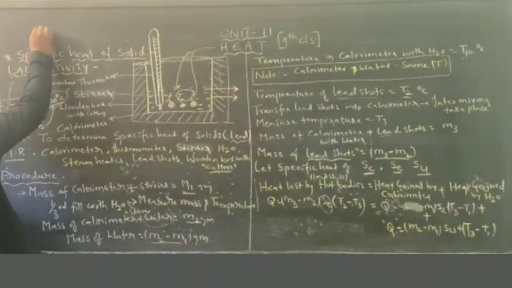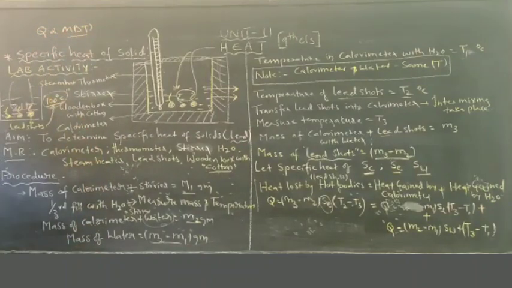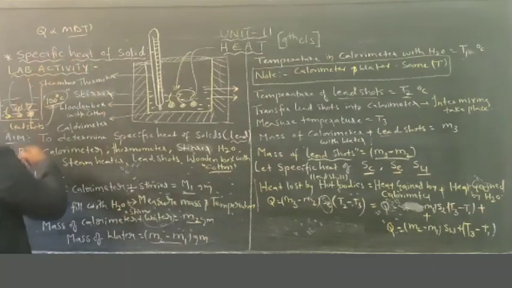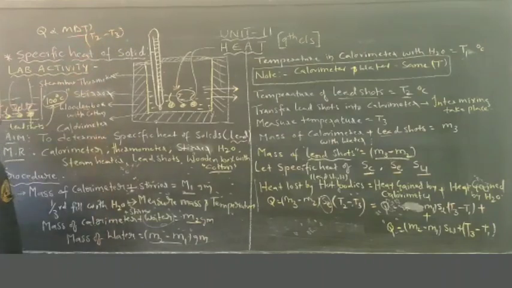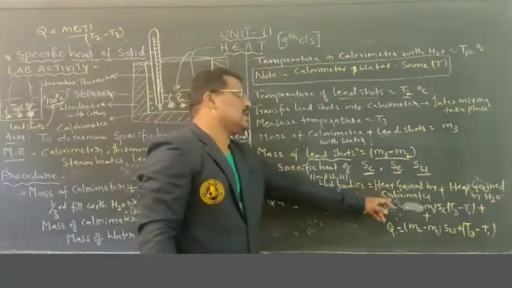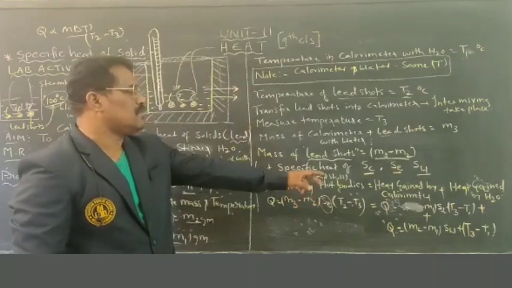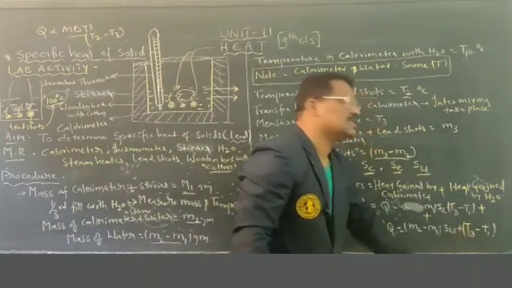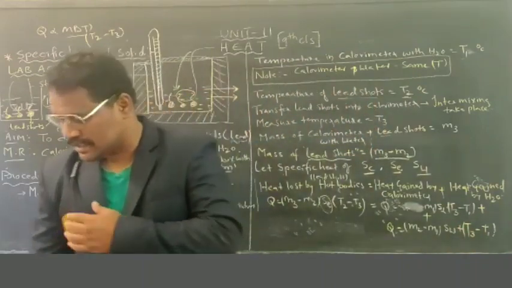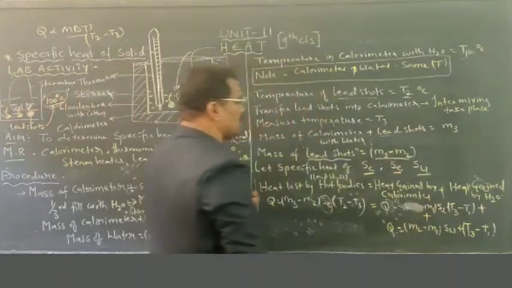Therefore, heat gained by body, by what formula can we give it? See here, Q is directly proportional to M into delta T. Delta T indicates change in temperature. If you go for lead shots, the temperature change will be T2 minus T3. Simultaneously, heat gained by calorimeter: the temperature change will be T3 minus T1. And heat gained by water is also T3 minus T1.